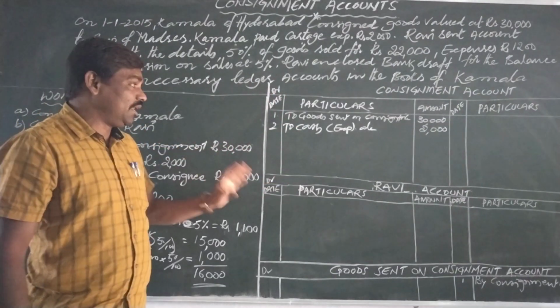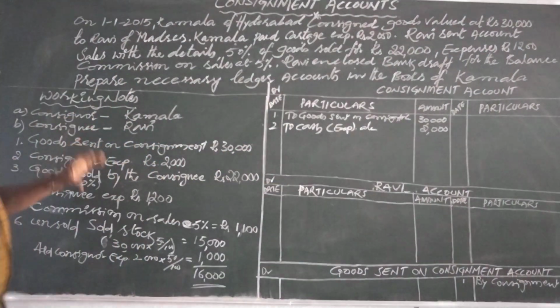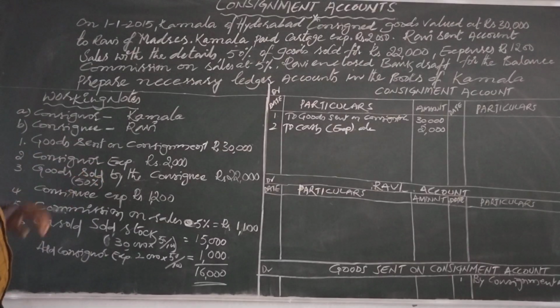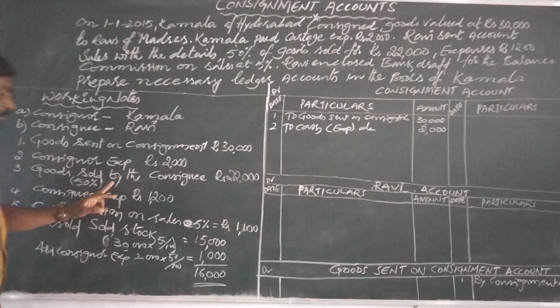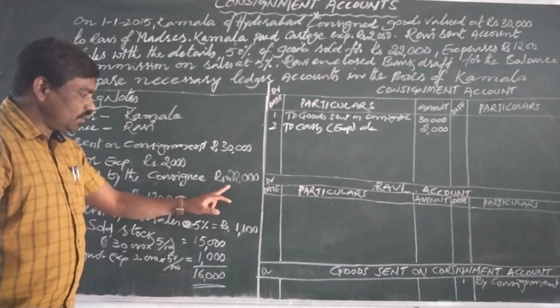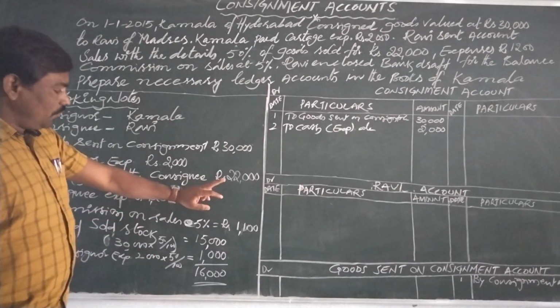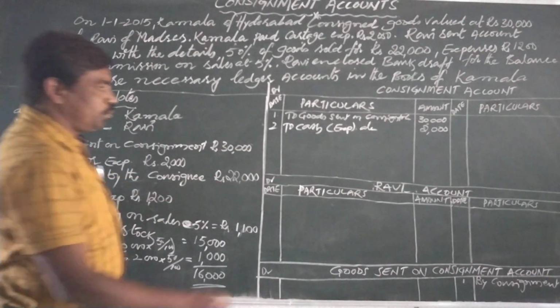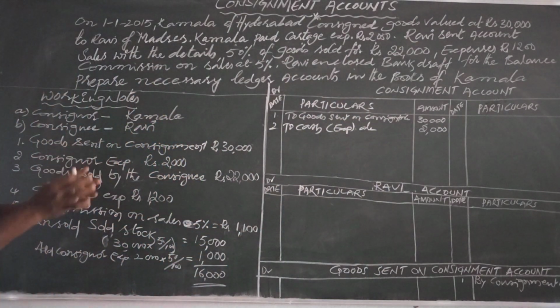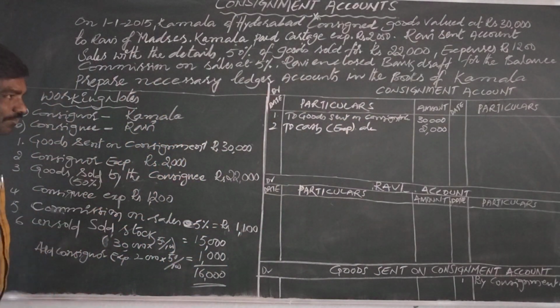When we have been given consignor expenses in the problem, rupees 2,000, and goods sold by the consignee for rupees 22,000, that is, 50% of goods sold by the consignee for rupees 22,000, then for the sale of goods, the third point in the consignment account, first we think of the entry in our mind. What is that entry?